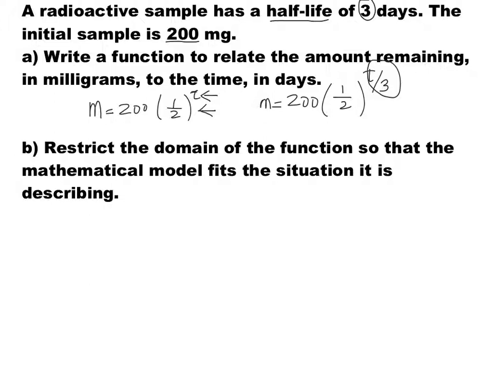Now it says restrict the domain of the function so that the mathematical model fits the situation it is describing. Since in this case t represents number of days, my domain is going to be t such that t is in R and t has to be greater than or equal to 0, because you can't have a negative number of days. And t can be a real number. I can have 2.3 days or 2.758 days.